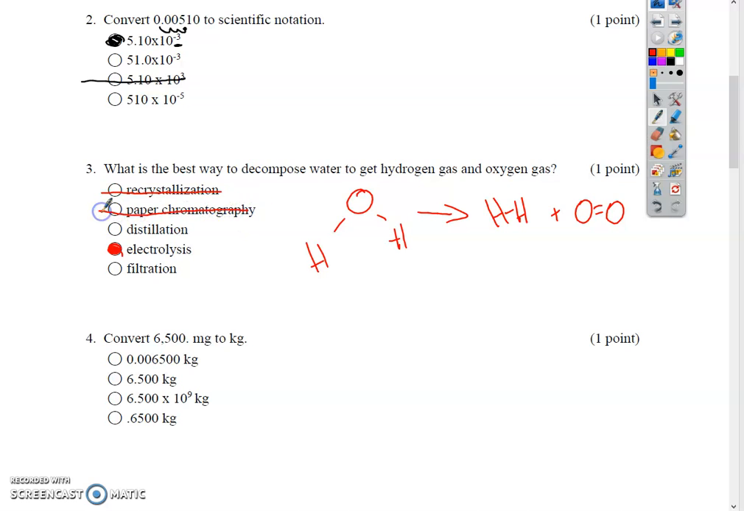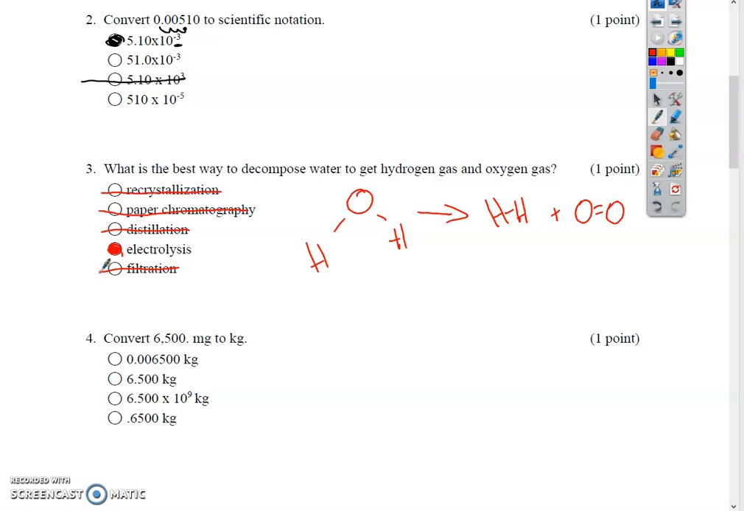Distillation, we did an example of that towards the beginning of the year. That's if you want to separate out 2 or more liquids and maybe even one solid that might be in solution. And that is based off their differences in boiling points. So like alcohol and water, you'd be able to separate that out. And then filtration would be if you have a heterogeneous mixture. So say like sand and water and you want to filter out the sand or something like that. Right, so electrolysis is the only one that works for decomposing water.